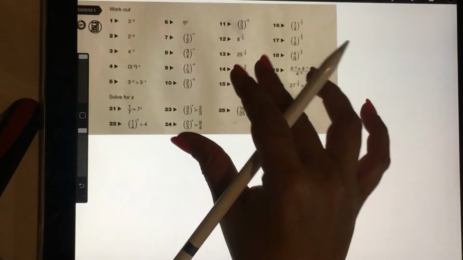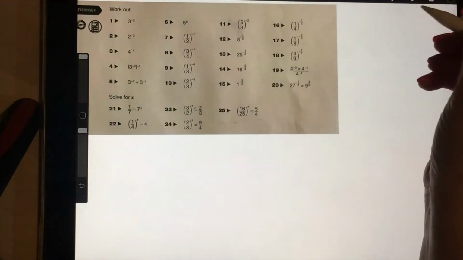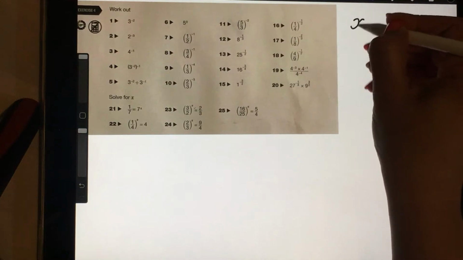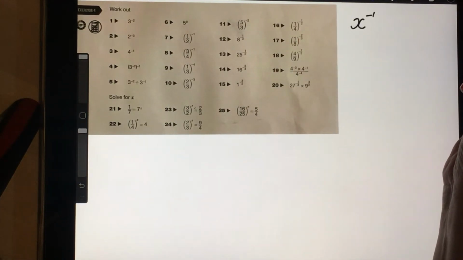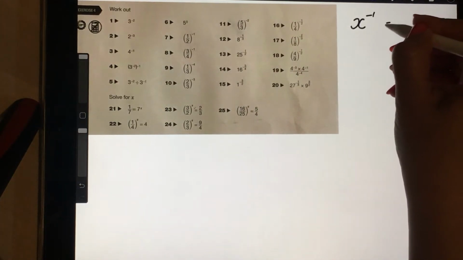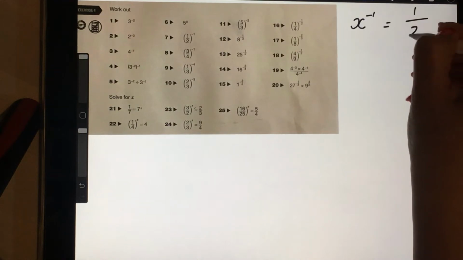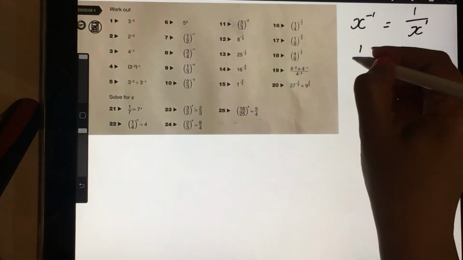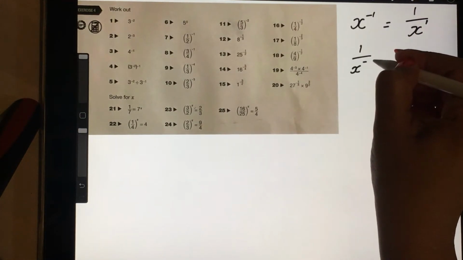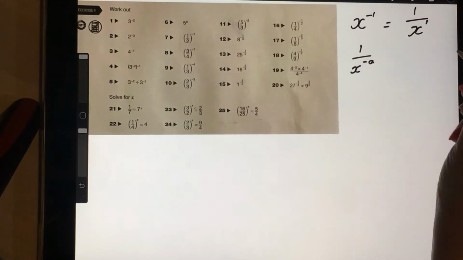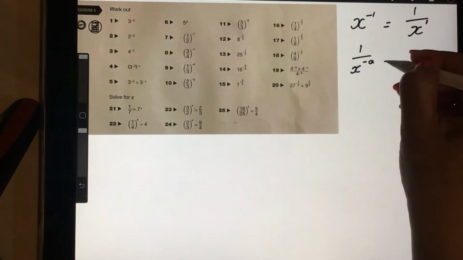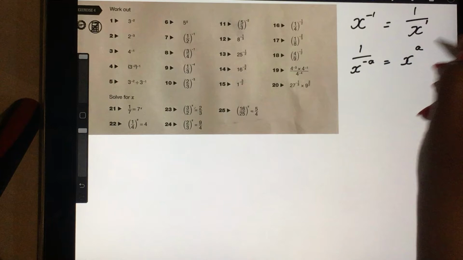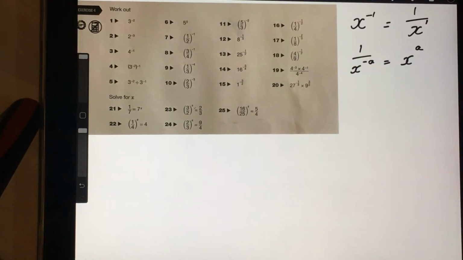Right, so first of all what you need to remember is the basic rule of negative indices. When we have a negative index, it becomes a positive index in the denominator, to the power of 1, right? And obviously then if we have, let's say, x to the power of negative a in the denominator, it becomes x to the power of a in the numerator.